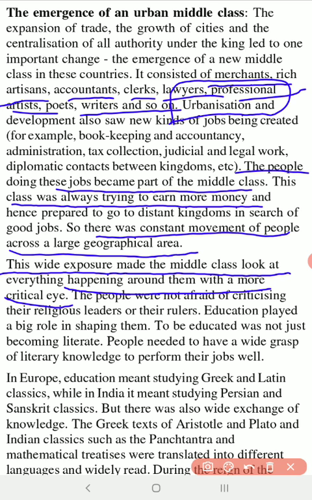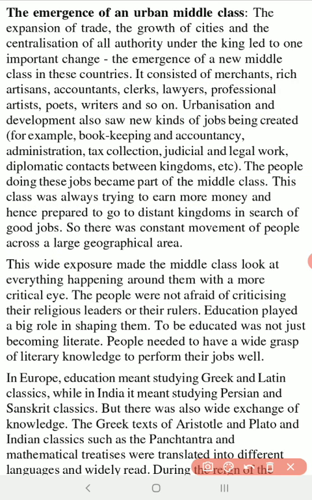Okay, so what happened, since these people had a chance to move from one town to another town, or from one state to another state, they had rich experiences with them. Therefore, whatever things did not go well with reason and so on, they looked at critically, everything that was happening around them. So these people were not really afraid of criticizing their religious leaders or their rulers, because they were all educated people. So education played a very big role in shaping them.